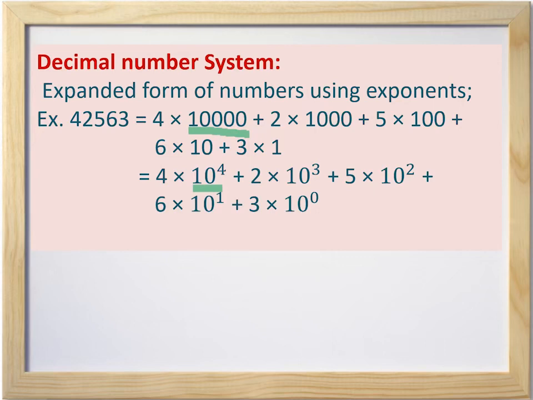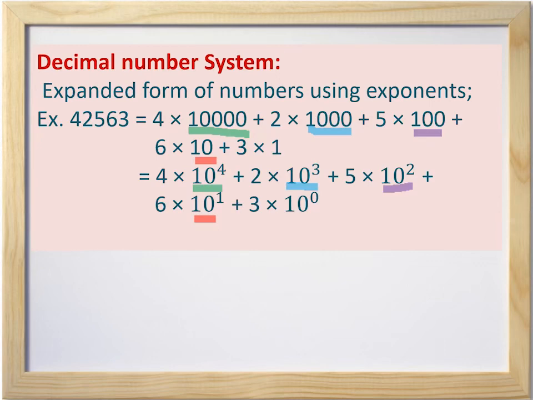Understood, children? Then 1000 can be written as 10 raised to the power of 3, since 10 is multiplied by itself 3 times. Then 100 can be written as 10 raised to the power of 2, since 100 is a product of 10 multiplied by itself 2 times. And 10 can be written as 10 raised to the power of 1, since 10 is multiplied by itself only once.